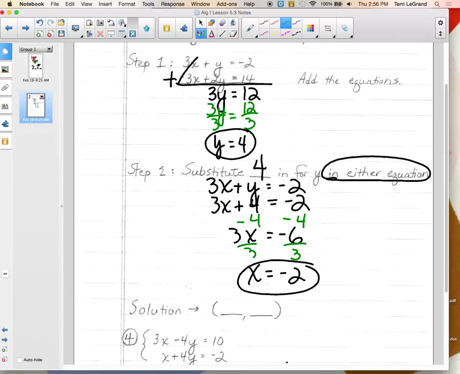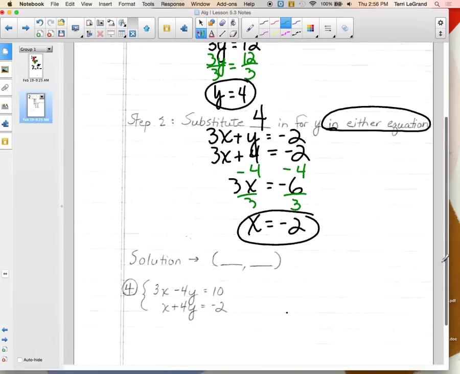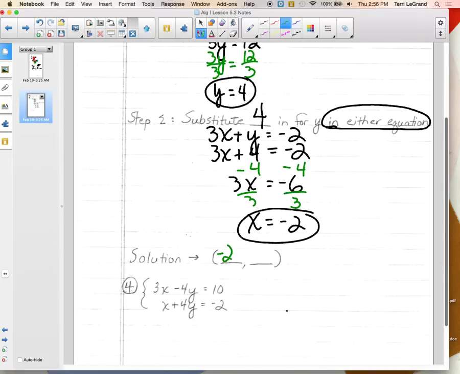I get negative 2. How about you? What you got? Okay, so notice what it says. We got to write it as an ordered pair, but then notice what it says we're going to do in our homework. Check. We're going to do check problems.